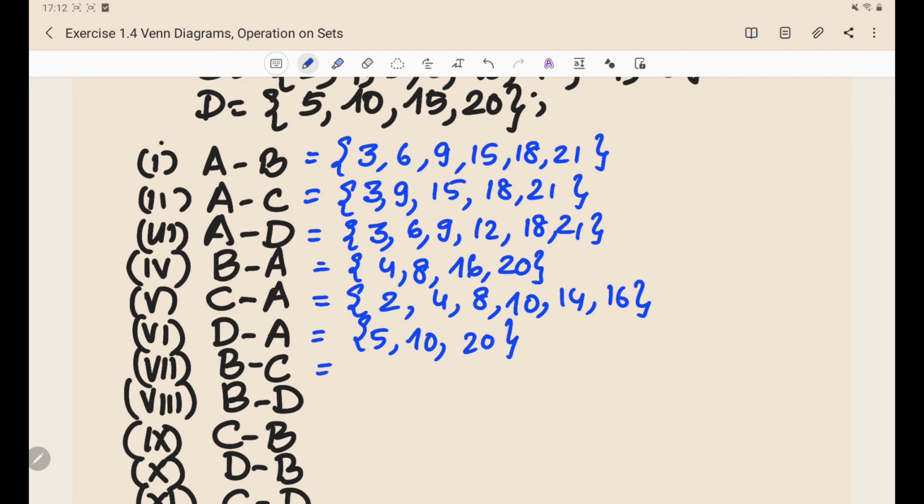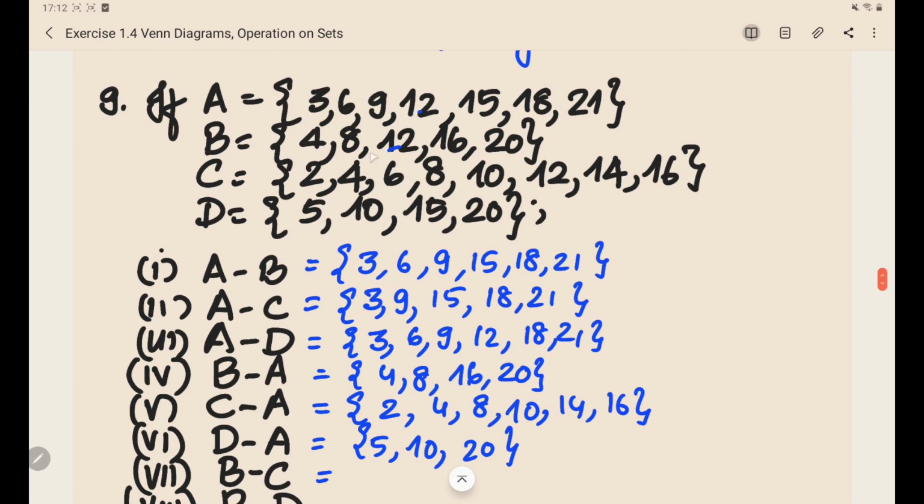What are the elements of B minus C? B is 4, 8, 12, 16, 20. C is 2, 4, 6, 8, 10, 12, 14, 16. You can see that only the element 20 is there, and the rest of the elements are included in C. 4 is there, 8 is there, 12 is there. So only the element 20 is the element of the set B minus C.